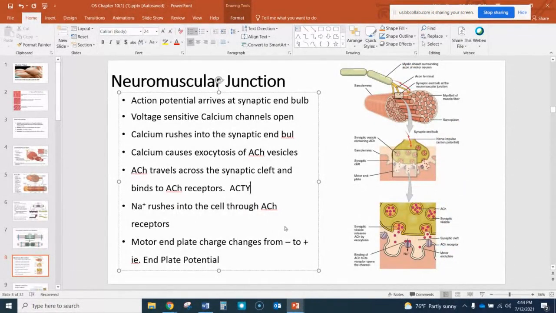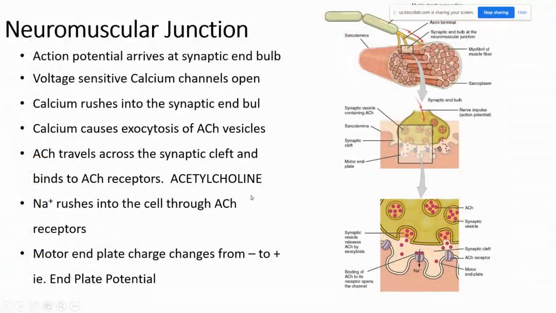So, acetylcholine, right? It's often abbreviated to ACh, just like right here. All right, so the action potential arrives at the axon terminal. That causes the release, through exocytosis, of acetylcholine, which is a type of neurotransmitter.